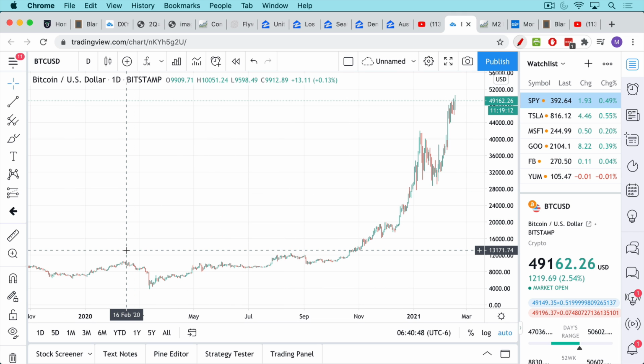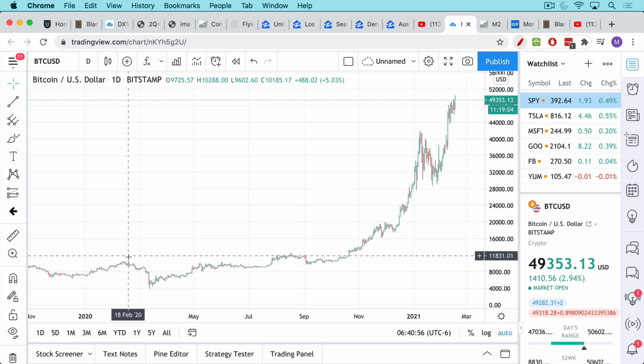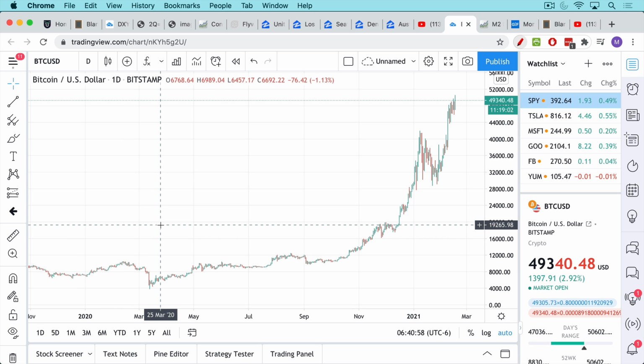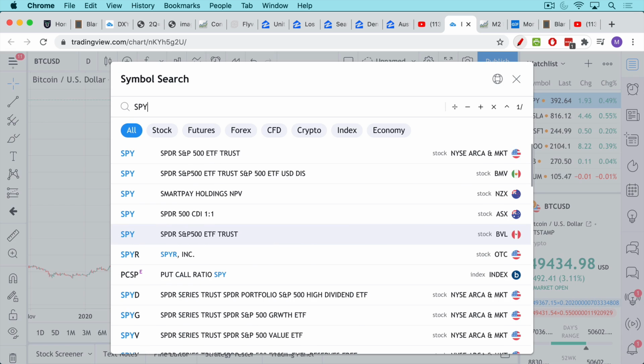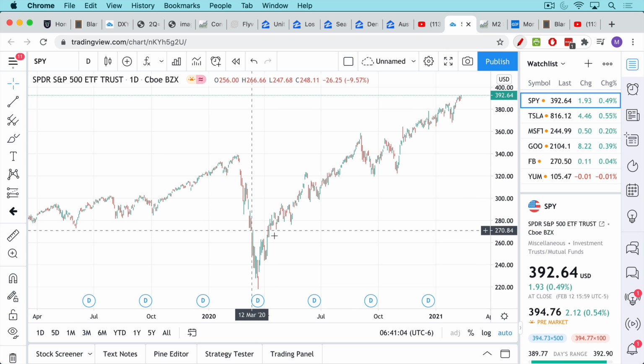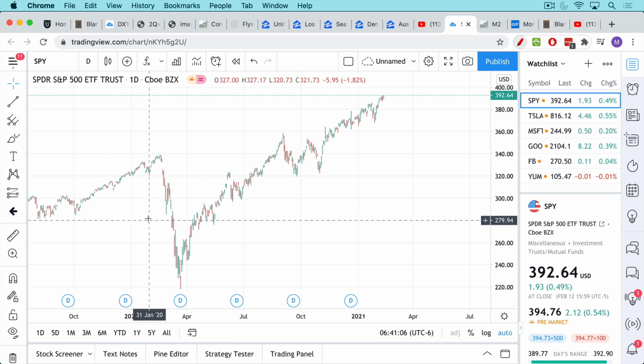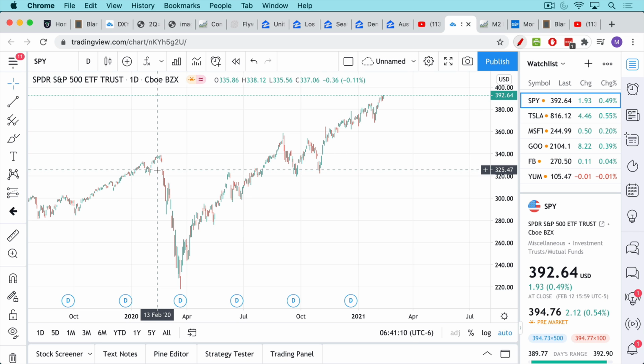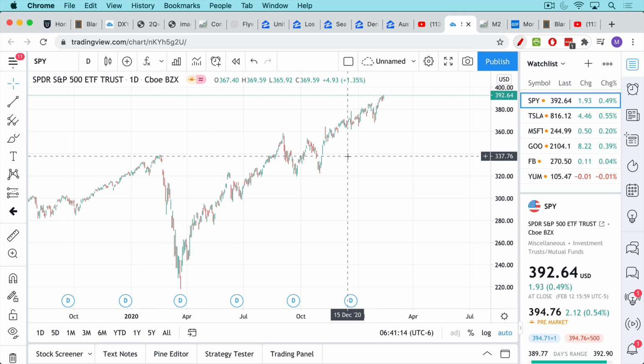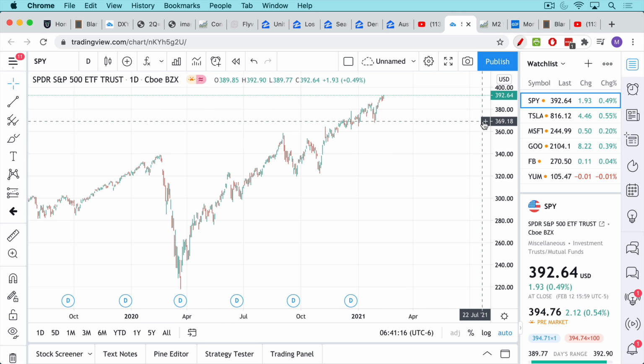At this time last year, we were trading at roughly, call it, 10,000, and now encroaching on 50,000. So a 5x in Bitcoin. But even if you want to buy a basket of assets, let's say you want to buy the S&P 500, where that was trading a year ago was approximately, call it, 337, 338, currently at 392.